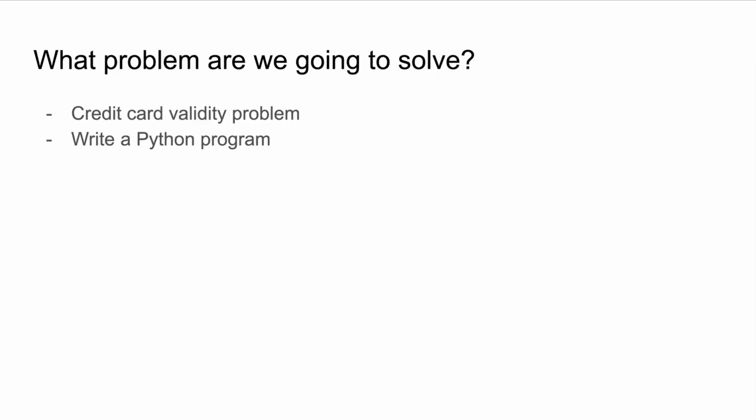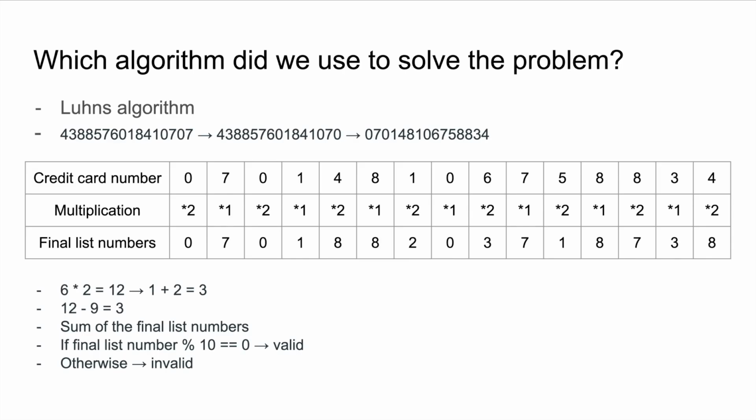The problem that we are going to solve is the credit card validity problem. This is a problem that is used to create valid credit card numbers. We are going to write a program that can detect whether a provided credit card number is valid or not. The algorithm we used is the Luhn algorithm.